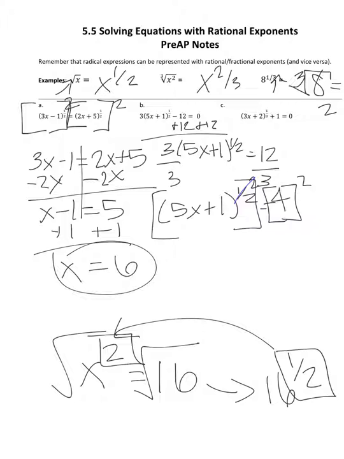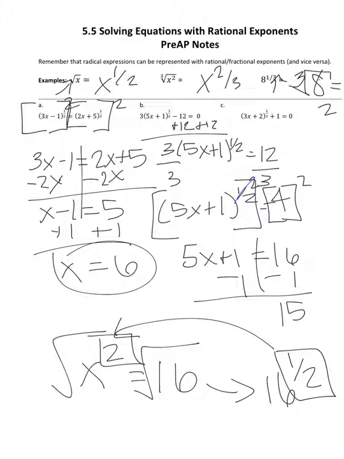And then when we go back to work this problem, we're left with 5x plus 1 equals, and then 4 squared is 16. And then this is just back to Algebra 1 where you solve your problem like normal. So we're going to subtract 1. And then you get 15 equals 5x, so that means x is going to equal 3.